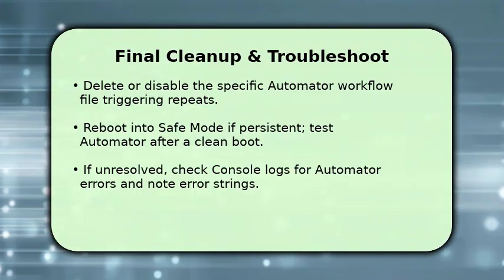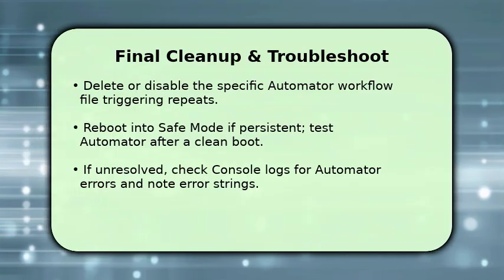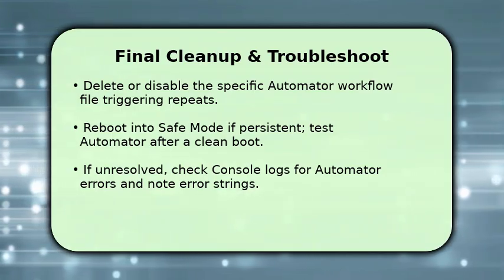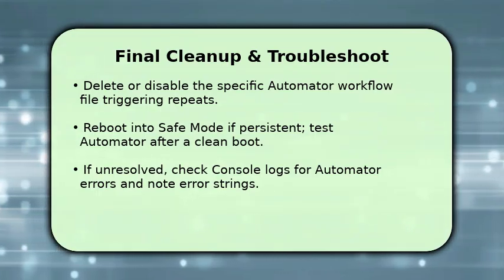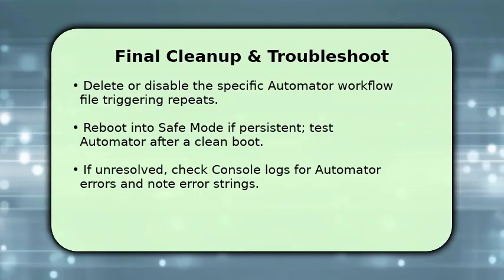Make sure to check console logs for Automator error messages or plist names you missed. Those log strings help target the stubborn item. If you need, document the exact error before seeking more help so you can fix it faster.